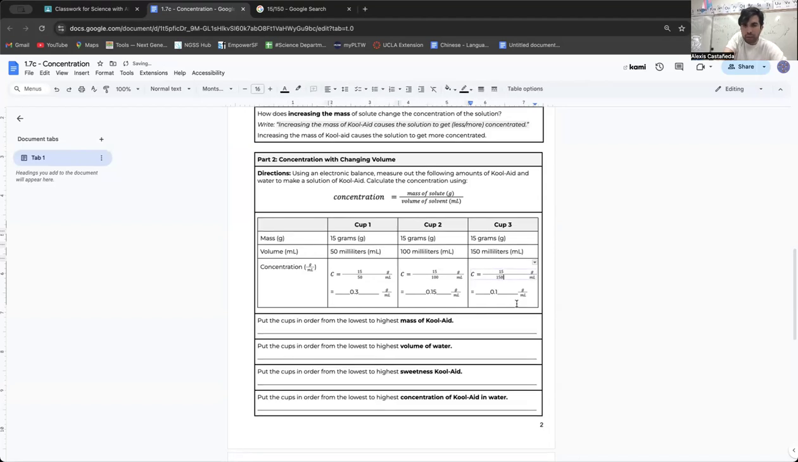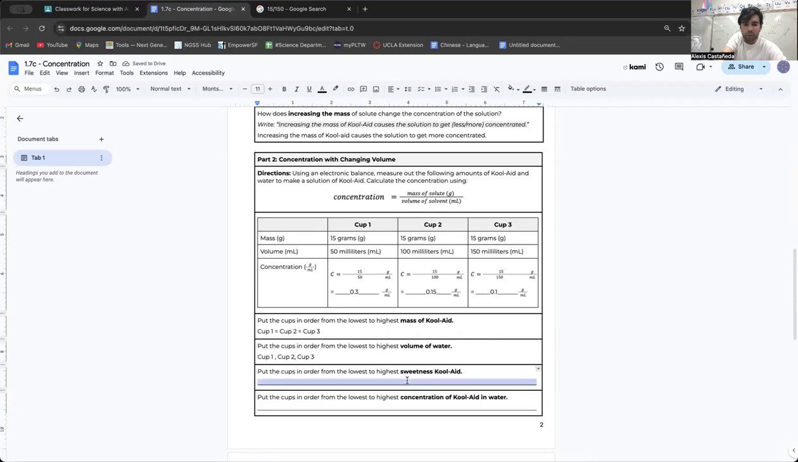All right. So first it wants us to put them in order from the lowest to highest mass of Kool-Aid. Well, all of them have the same amount of Kool-Aid. So all 3 cups have the same amount of Kool-Aid. So cup 1 is the same as cup 2, is the same as cup 3. What about the volume in terms of lowest to highest? So cup 1 has the least water. Then cup 2 has the second. And then cup 3 has the most water, the highest volume of water.